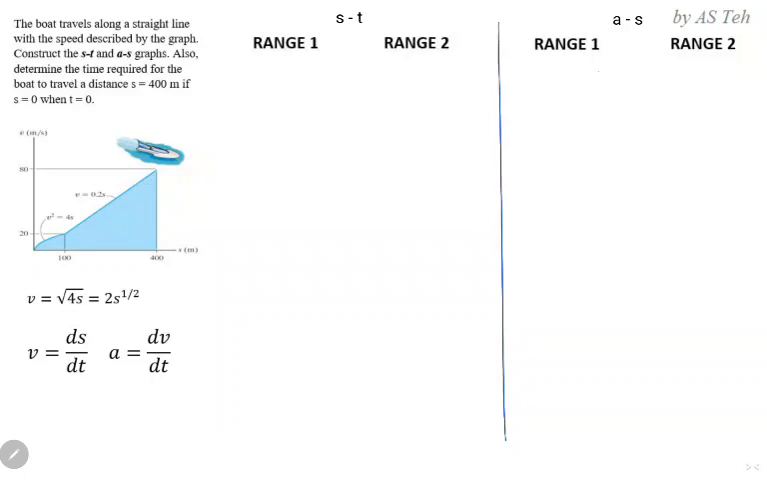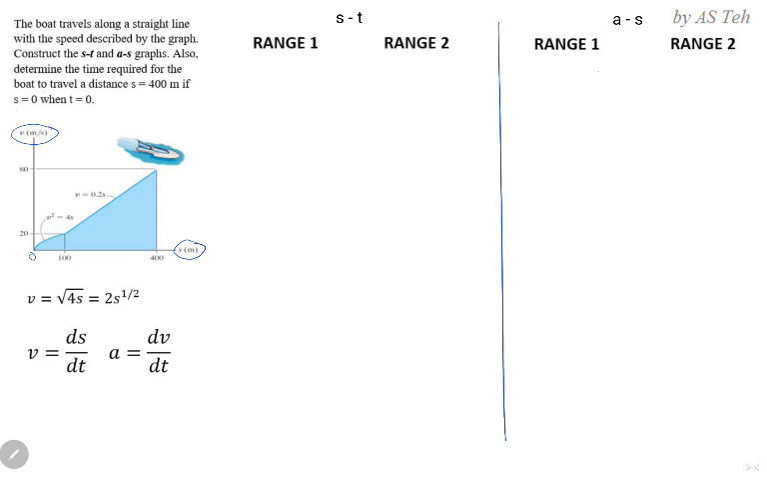Okay, hi everyone. So in this example, we are given the relation of a boat's velocity versus displacement, and it's moving in a straight line. We notice that there are two ranges of its velocity relation, whereby from 0 to 100 meters, it's v squared equals 4s, while from 100 meters to 400 meters, it's v equals 0.2s. So we have to analyze these two separate ranges.